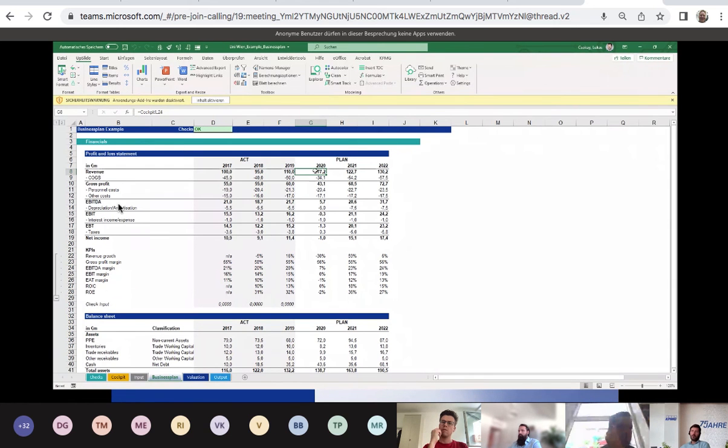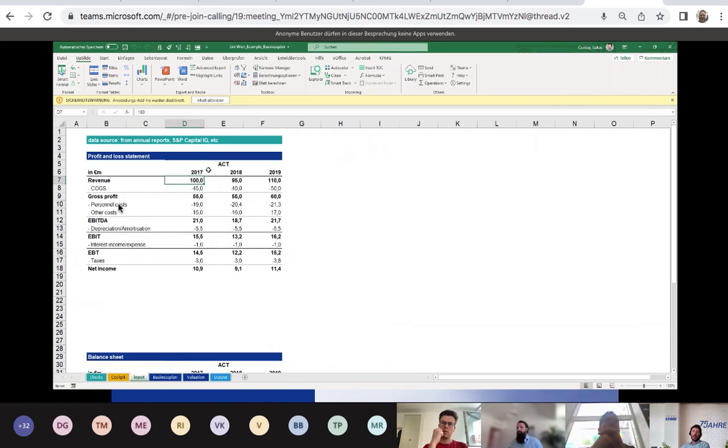And so I show here 3 plan years, which basically come from the cockpit, and also I show here the historical figures. And for the historical figures, I linked it all to the input tab. That's so this financial model structure could be applied.